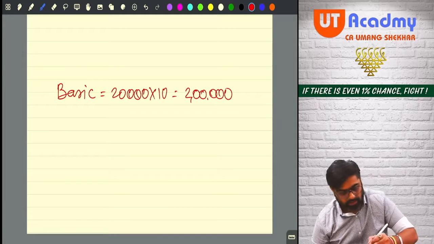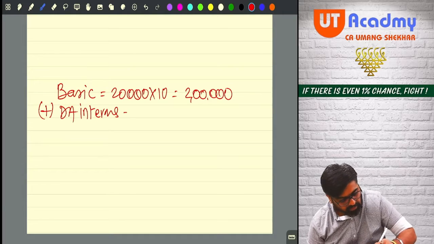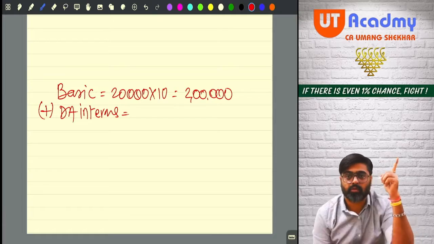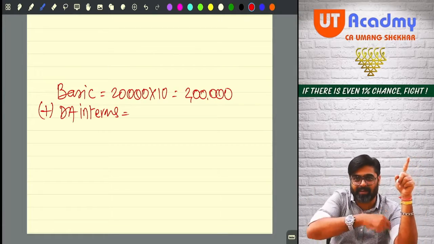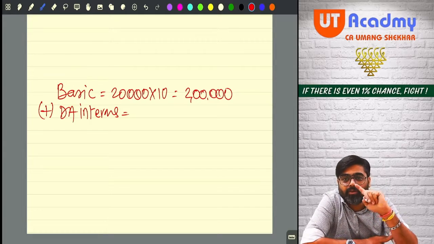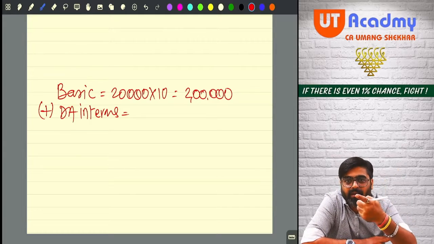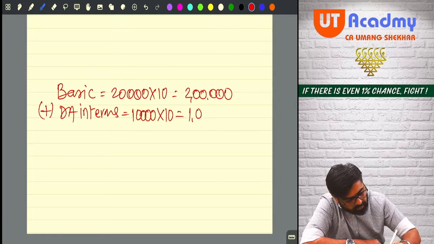Yes or no? Now I will have to add what? DA in terms. Now what was the DA? 10,000. But they are assuming that the DA is not in terms, so they are not taking this DA here. But we are assuming that DA is in terms, so we are going to take that DA over here. So DA was how much? 10,000, 50% of basic, into 10, which will be 1 lakh rupees.